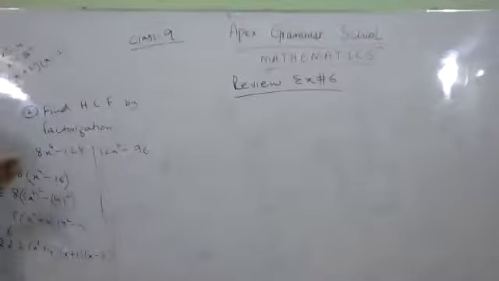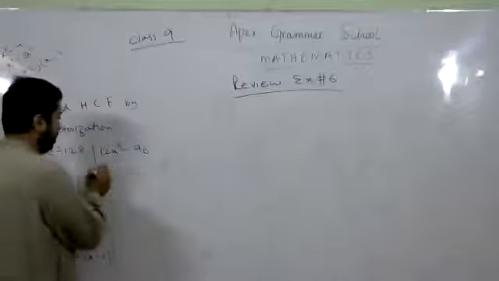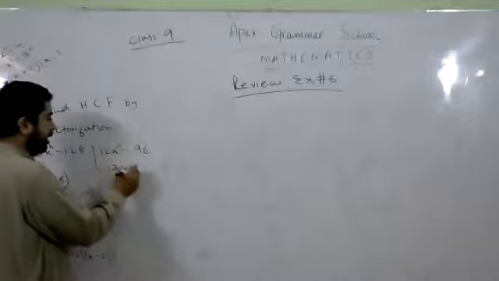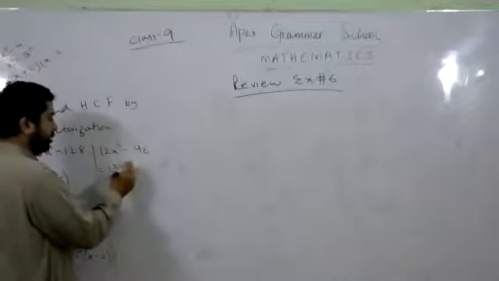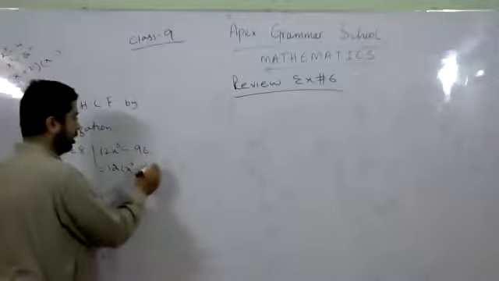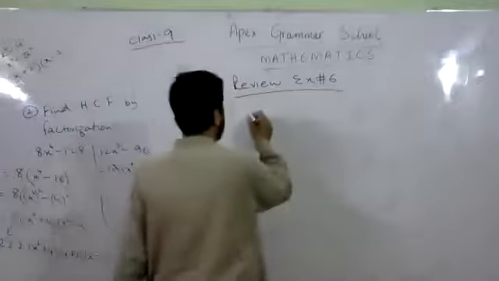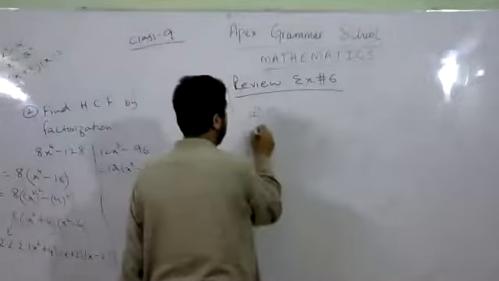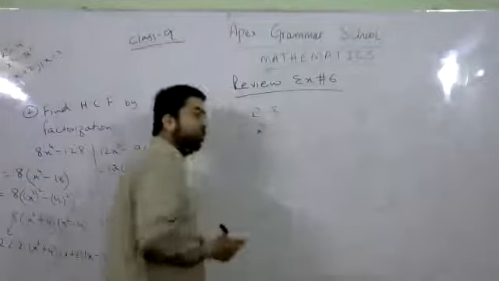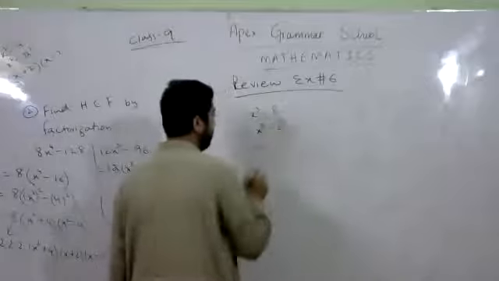Now talking about this, 12 x cube minus 96. First is 12 common, and then x cube minus 8. Now again, this is of the type of factorization x cube minus 8. 8 is cube of 2, so you need to write it 2 cube.